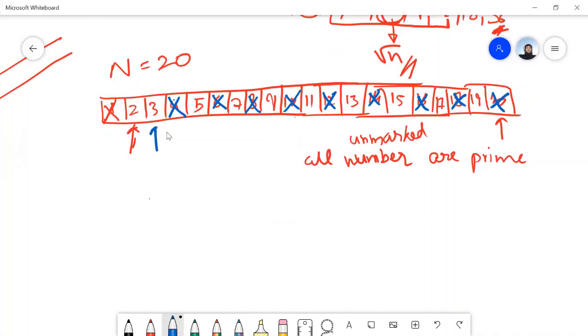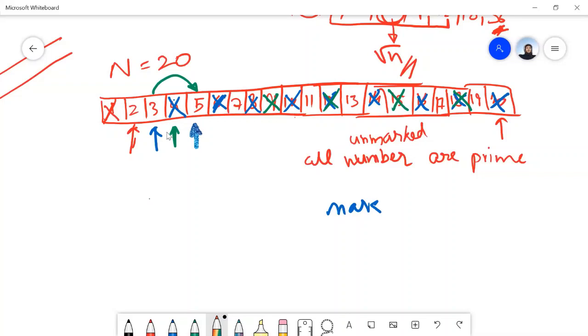Then I'll iterate over 3 and mark multiples of 3. So 3, then 6 is already marked. Then I'll mark 9. After 9, 12 is already marked. Then 15, 18 is already marked, and in this way it goes on. Then I'll jump to 5 because 4 is already marked, so I'll not check for 4. I'll come to 5 and mark all the multiples of 5. 10 is already marked. You can see 15, 20.